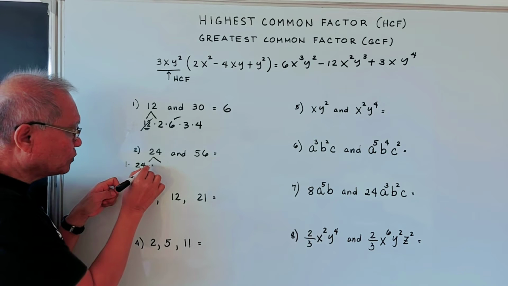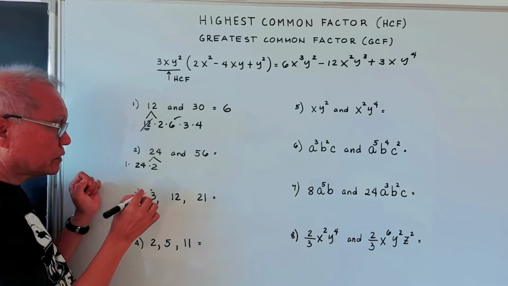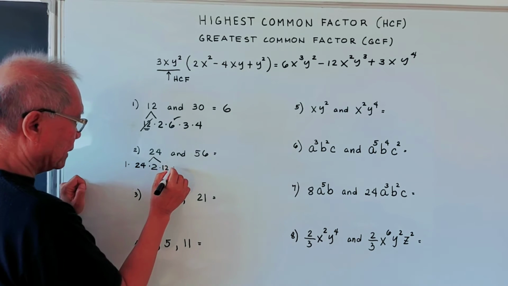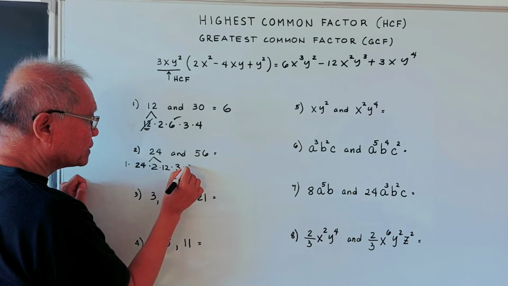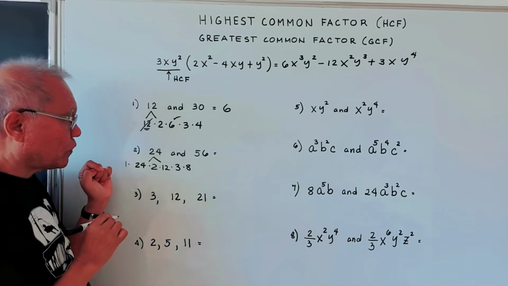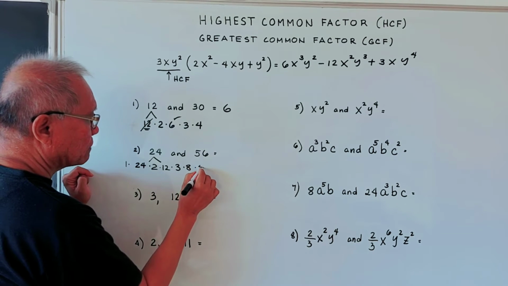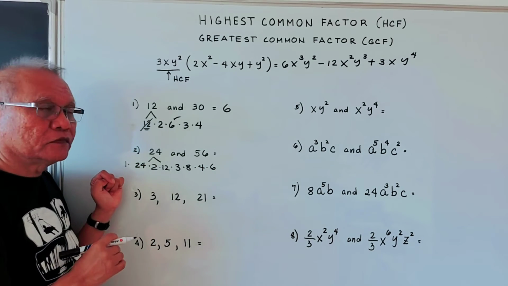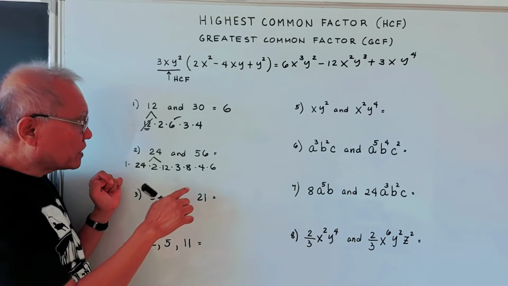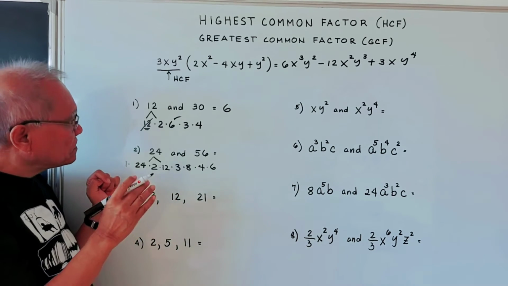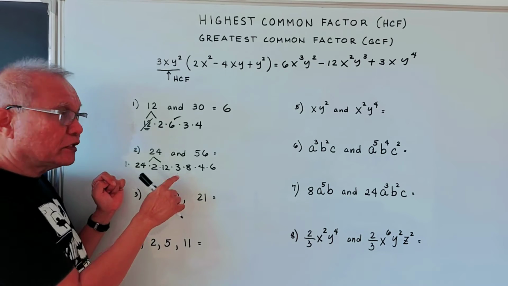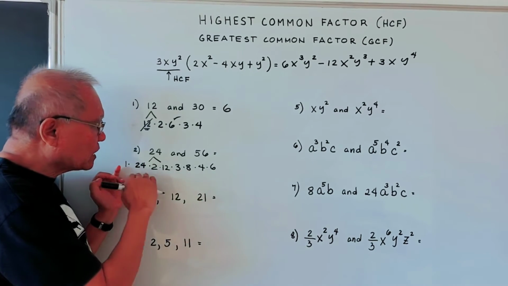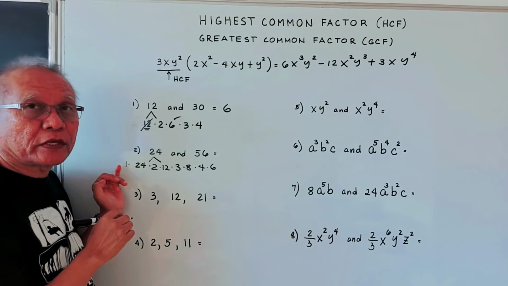Then 2, do you have 2 there? Yes. 2 times 12 is 24. Can you use 3? Yes. 3 times 8 is 24. Can you use 4? Yes. 4 times 6 is 24. Can you use 5? No. 6 is there already. We have the 6. 7, 8. We already have the 8 here. 9, 10, 11. We have the 12 here already. So these numbers are the complete factors of 24.